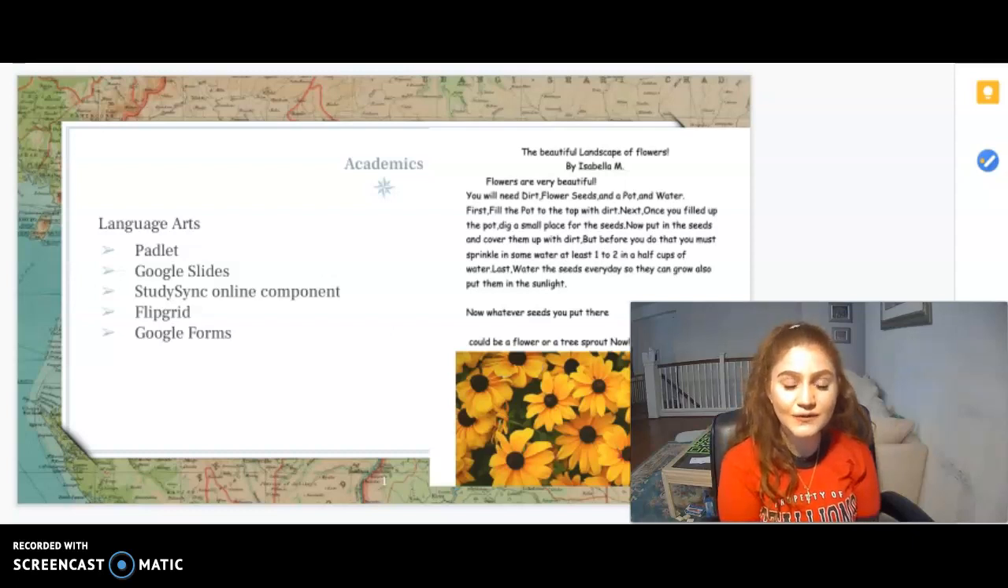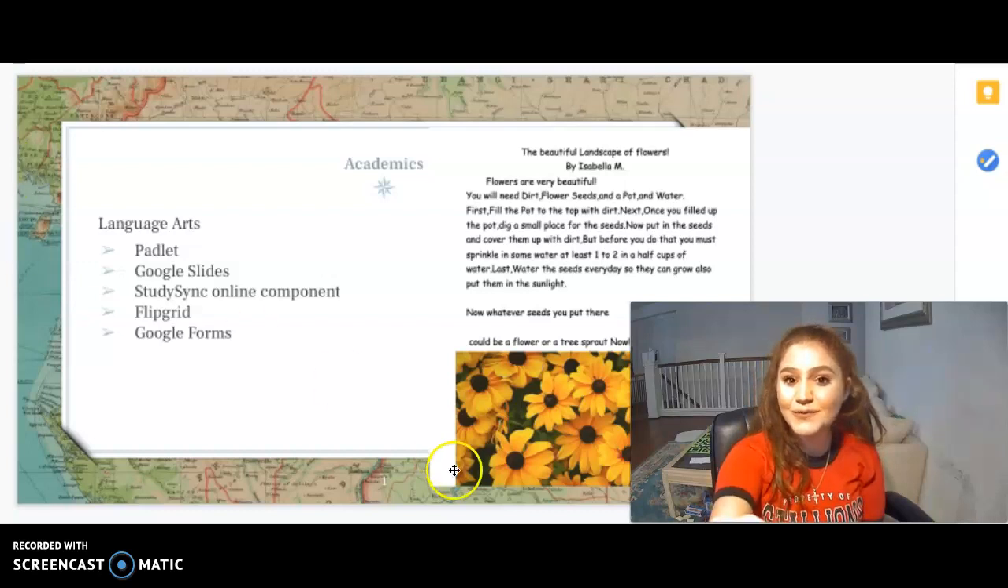Today I'm going to be reviewing the academics portion of how we keep students engaged during distance learning. Let's start off with language arts. We use many different platforms such as Padlet, Google Slides, and so on. Here I've inserted an example of one of my second grade students who used Google Docs to write an essay on how to plant flowers. She was even able to insert a beautiful image.